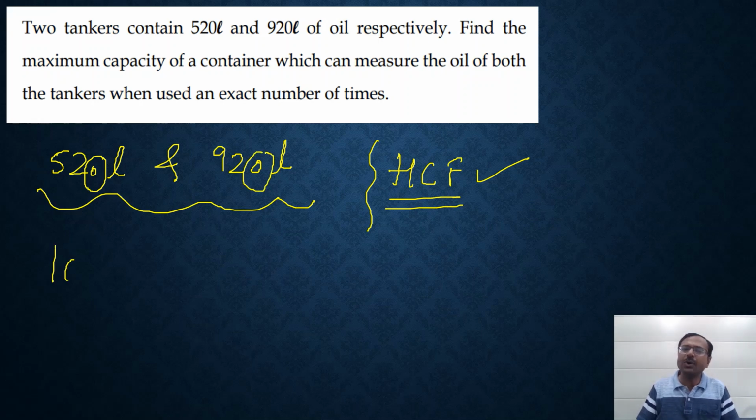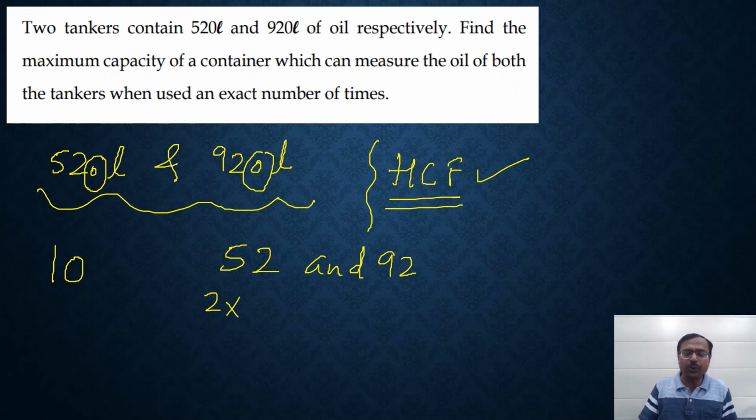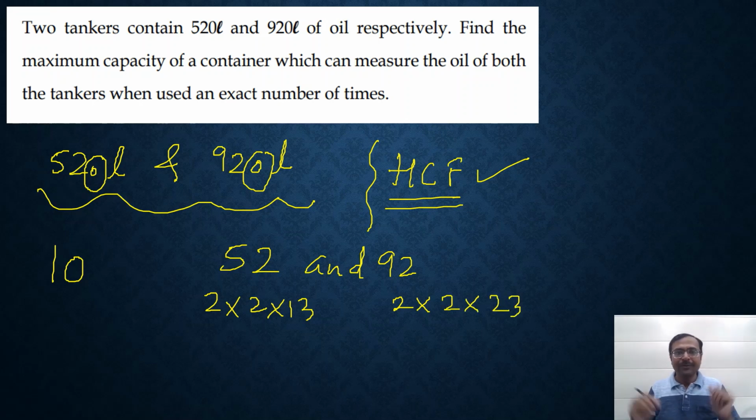So 10 is obviously a common factor. And then you just need to find the HCF of 52 and 92. And 52 is 2 into 26, or I can make factors for you. 2 into 26 is 2 into 13, and 92 is 2 into 46. So 2 into 2 into 23. There we go. We have the factors.